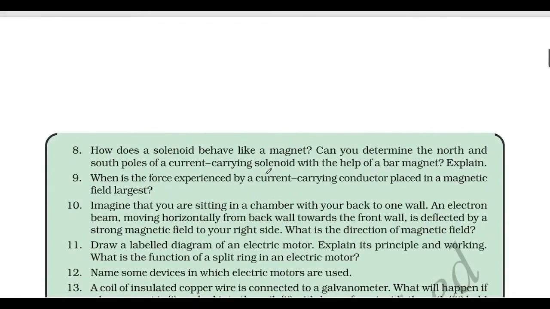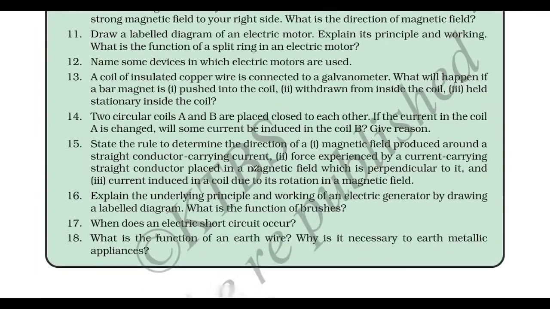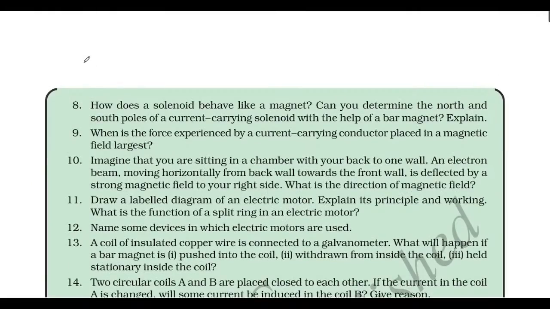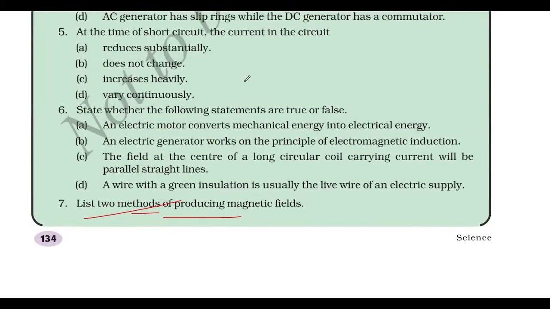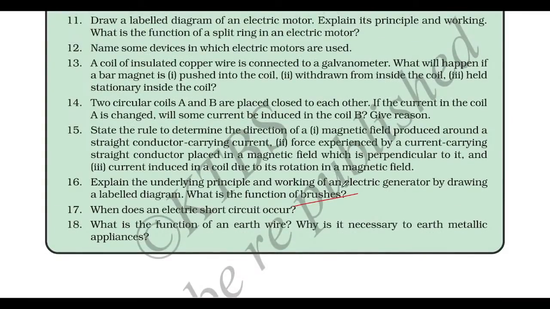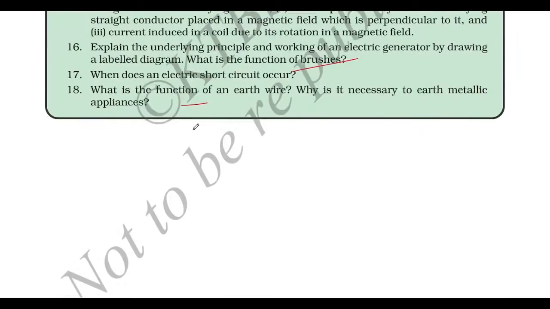And also what are the ways in which you can magnetize a material. So make a note of the question. Mention the ways in which you can magnetize a material. List the methods of producing the magnetic fields. When does short circuit happen, what is the function of earth wire? All these questions are very important. Function of commutator is a very important question.